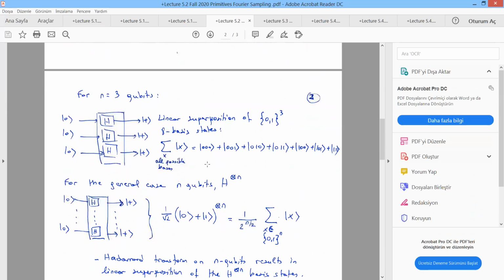Okay, so let's increase one more. Let's go to n equals 3 qubits, right? In the input, we have |0>, |0>, |0>, and then we applied Hadamard to each one of them. So each one of them is converted to a plus state, |+>, |+>, |+>. So this would produce a linear superposition of all the 8 basis states that we would construct, 3-bit strings of zeros and ones.